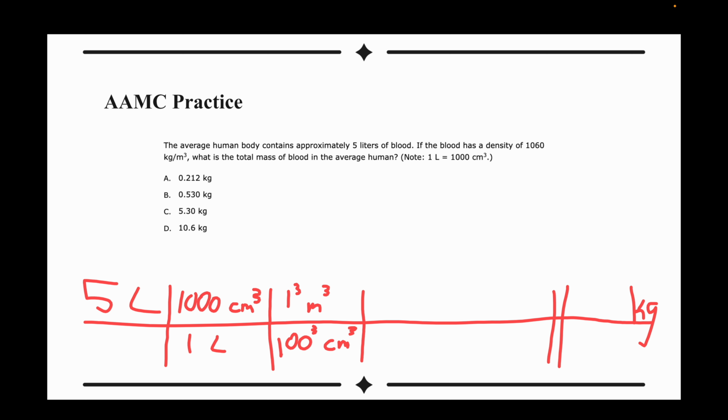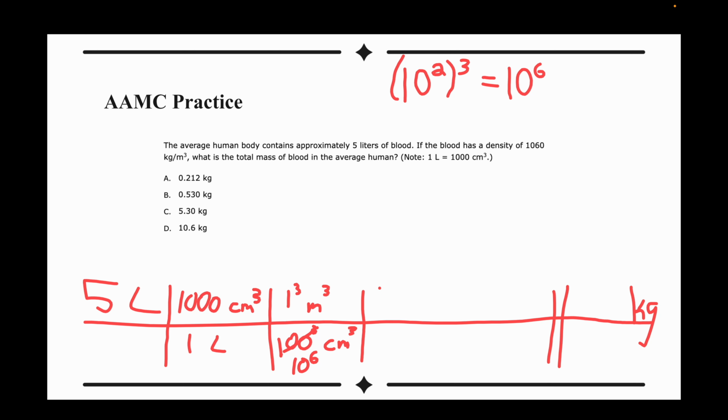Now, instead of working with 100 cubed, I want to turn this into scientific notation, which we can do by turning 100 into 10 squared and cubing that. Whenever you cube scientific notation, you just multiply those two exponents together. So we get 10 to the 6th. So I'm going to change this 100 cubed into 10 to the 6th centimeters cubed.